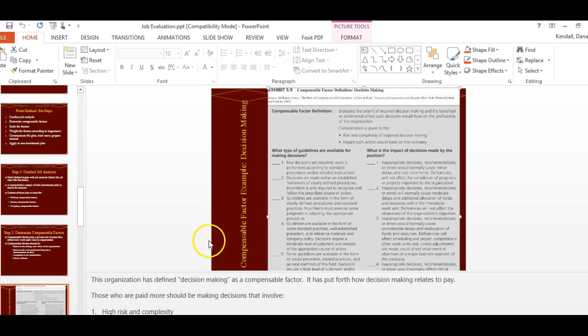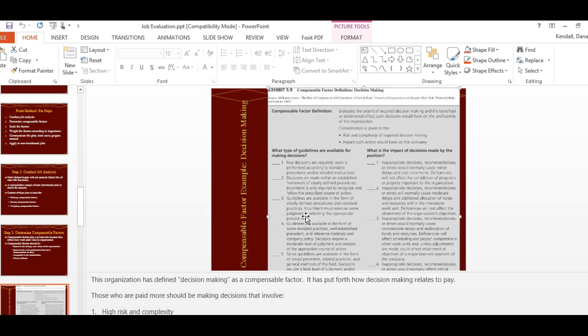So this organization has decided that those who are paid more are going to be making decisions that involve the following. First, high risk and complexity. So what kind of guidelines are available for decision making? And so they have outlined here some of the basics for how that's going to be determined.